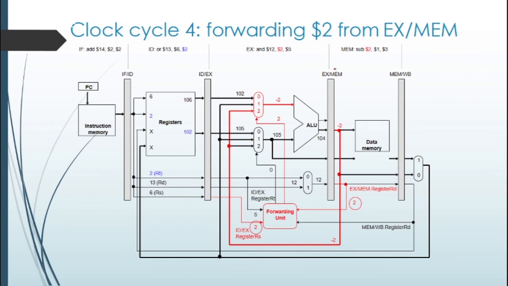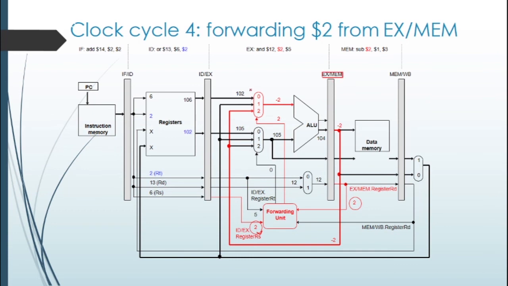Why do we need forwarding? Because it's a case of a forward, and this forward A block is checking whether the id/ex rs, which is 2, is equal to the last instruction's ex/mem rd, which was 2. So this is equal. It means that we have to do forward 2. Why do we need forward 2? Because we have to get the forwarding from this ex/mem register.